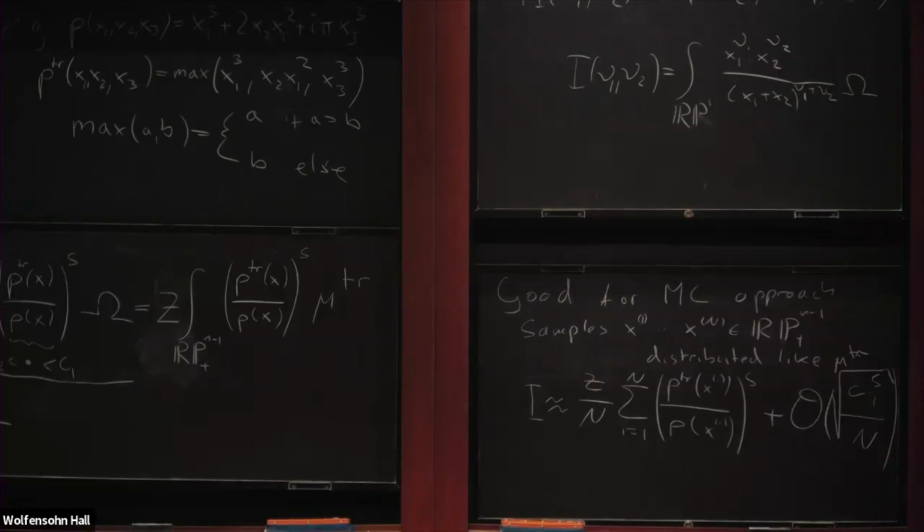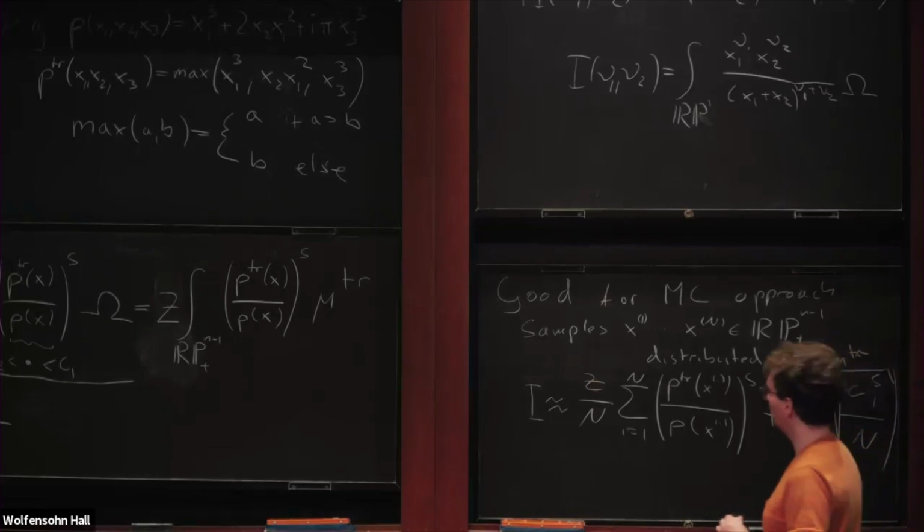What do you mean by the points being distributed like mu tropical? What do you mean when you say sample points in the vector space distributed like the measure? Maybe it's a measure theory question, and I didn't study measure theory.